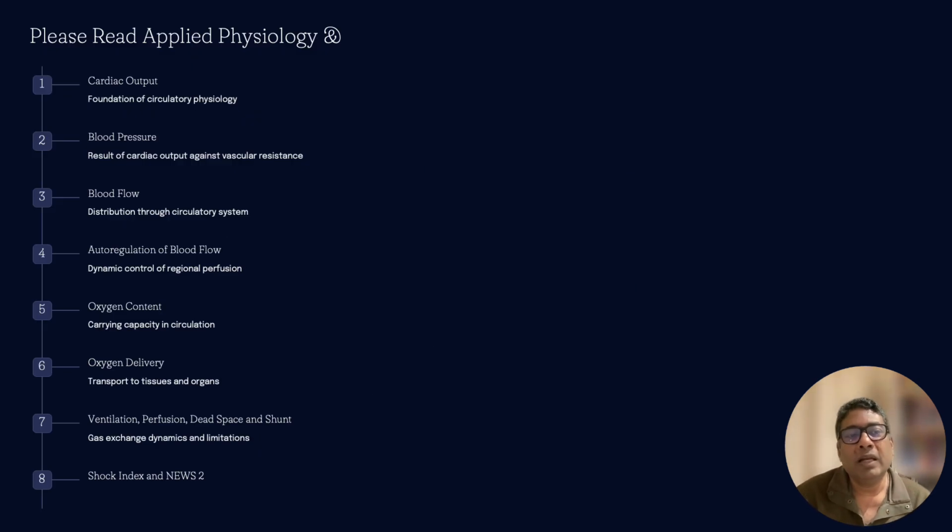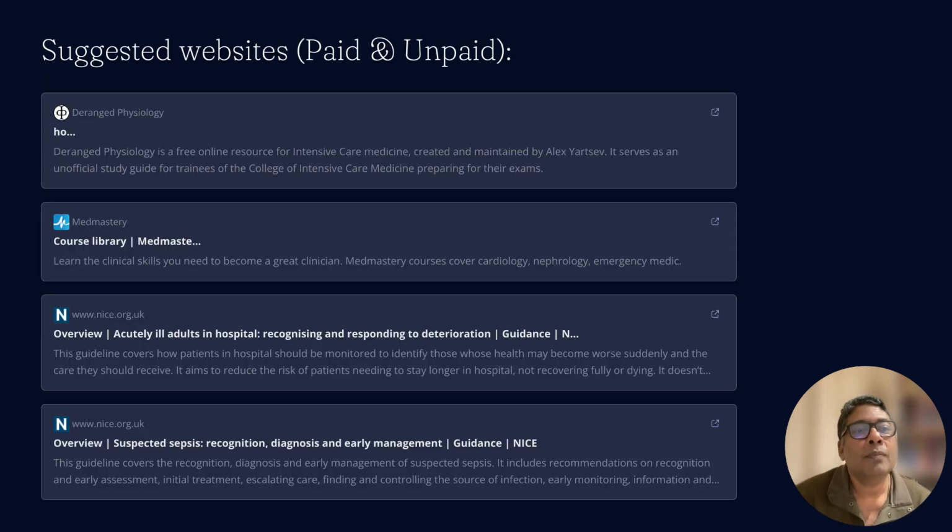So I would recommend that you read the applied physiology in these areas: cardiac output, blood pressure, blood flow, autoregulation of blood flow, oxygen content, oxygen delivery, ventilation, perfusion, dead space and shunt, shock index, and NEWS2. These are the suggested websites. Deranged Physiology, an excellent one. MedMastery is a very good one, but it's paid. Obviously, NICE has got these. Always read NICE recommendations and guidelines. It's very important to read NICE guidelines. So make it a habit. Start as a junior.